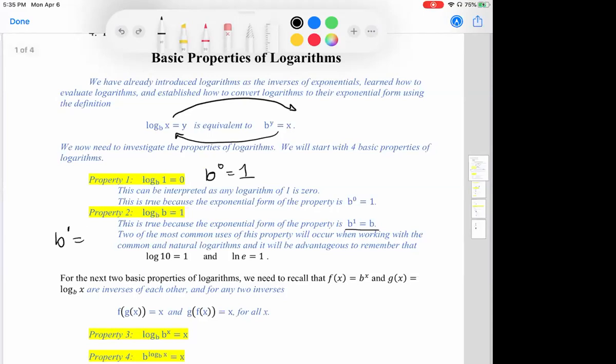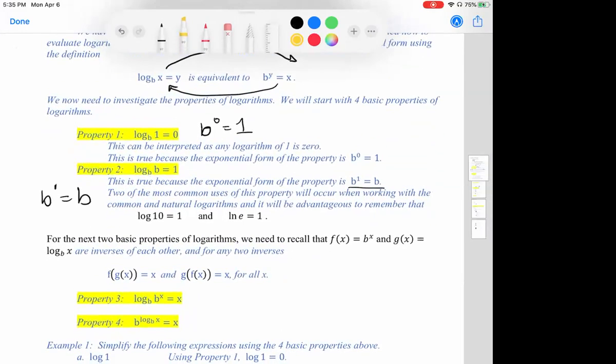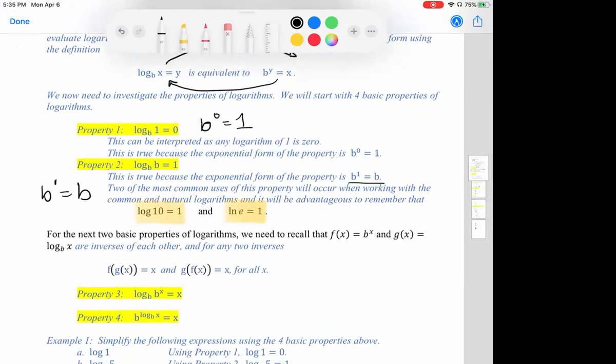And if you don't, you can think about it. B raised to the first power. Well, a number raised to the first power is just itself. So it has to be b. And 2 things to keep in mind. Log of 10 equals 1. And ln of e equals 1. And this is because if I don't have a base written, I assume log base 10. So this is log base 10 of 10. That would equal 1.